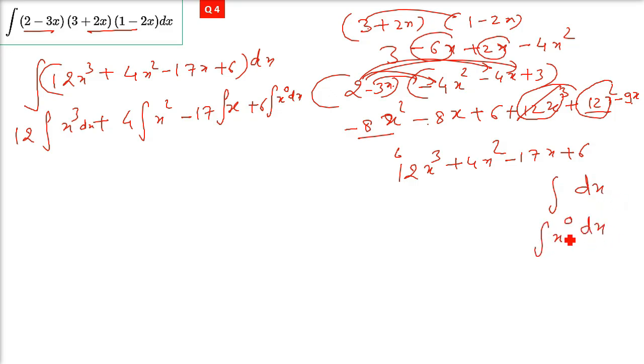Anything which has power 0 is 1. So we don't have anything with dx, so we call it 1 into dx. That's why we write 1 as x to the power 0. Then we can apply the formula of integration.